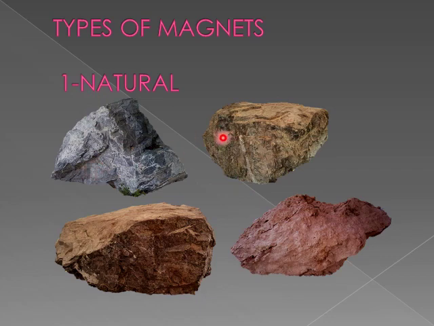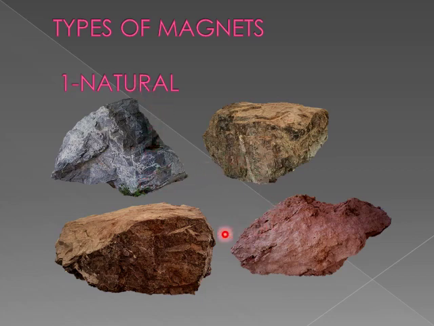So what is a natural magnet? First of all, a magnet is an object that can attract iron. So, my dear students, natural magnets are found in many parts of the world.